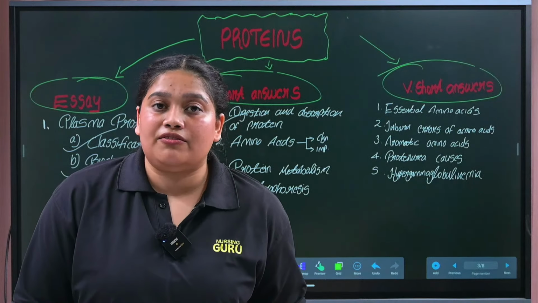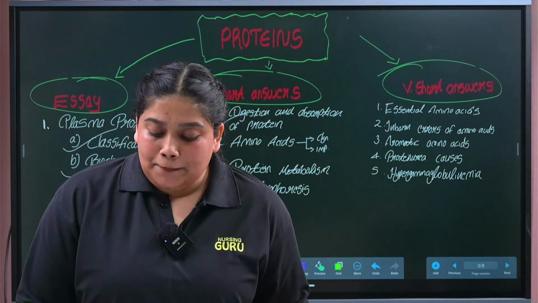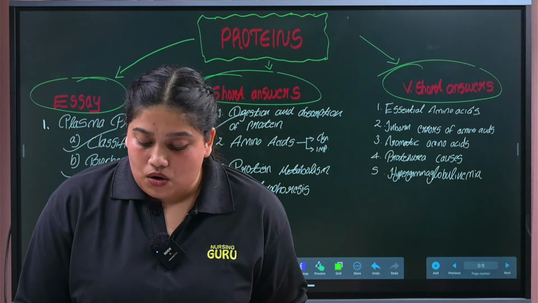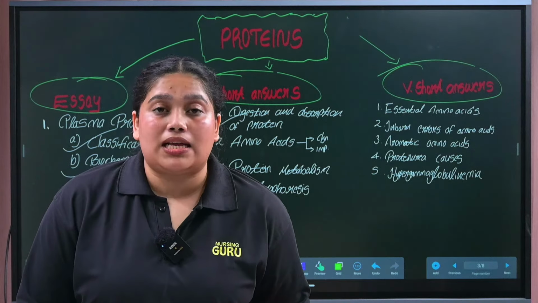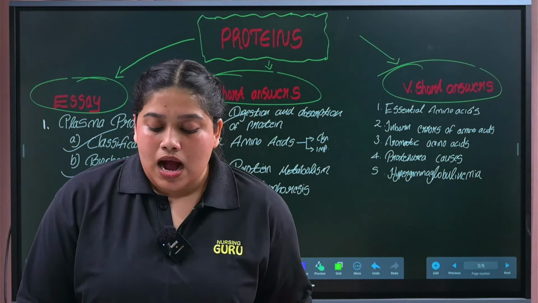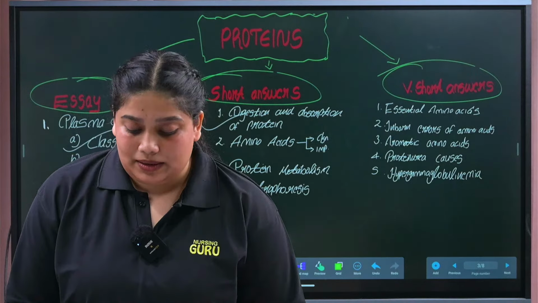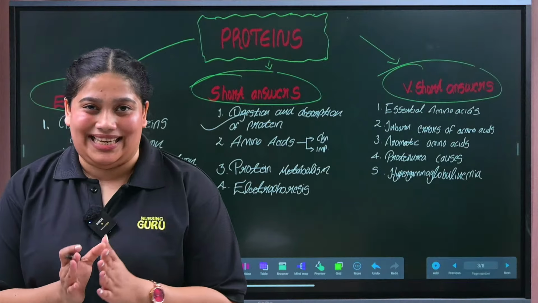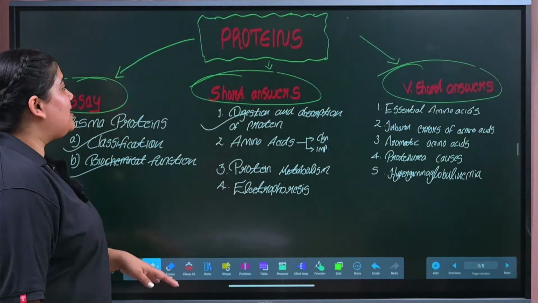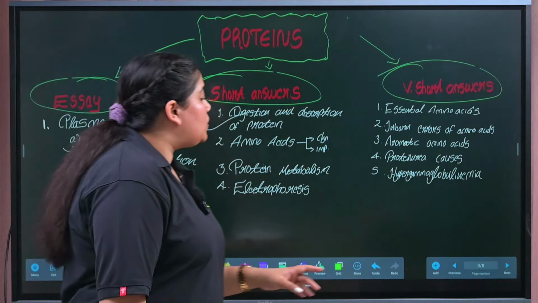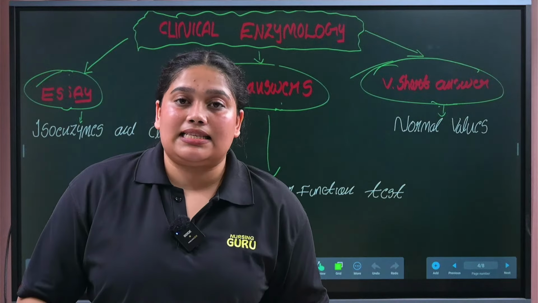So you have to define what is hypergammaglobulinemia. Mainly it refers to overproduction of more than one class of immunoglobulins by plasma cells. Clear? That is the definition for hypergammaglobulinemia. Okay, so that's the questions from the protein chapter. We'll move on to the next chapter, that is the fourth one, clinical enzymology.